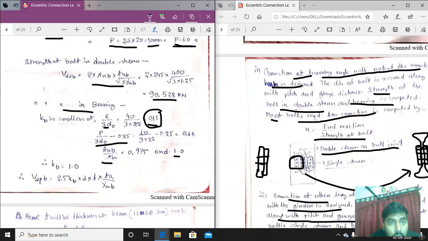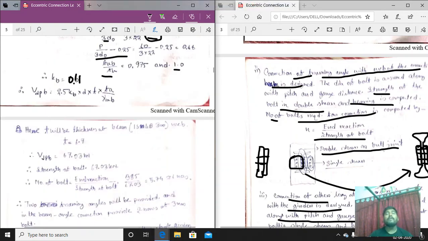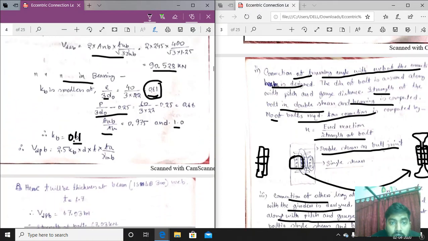Sorry, here one thing will be changed. The lowest value is to be taken, so it will be 0.61. So the bearing strength is 2.5 into kb into d into t into fu by gamma. Kb value we have got 0.61 because this is the lesser value, so we will take that value.